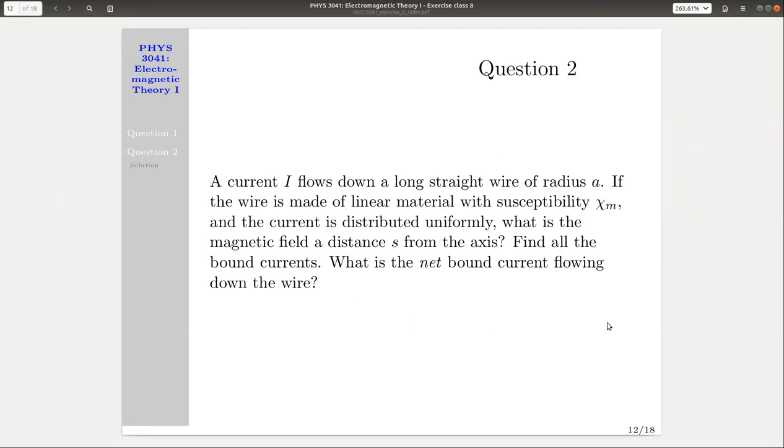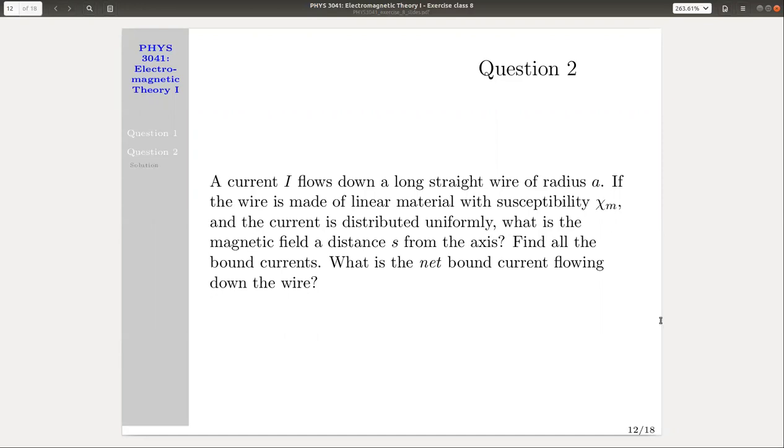And then this is question 2. The system here will look quite familiar to you. If you can still remember how to solve the magnetic field of an infinitely long, or maybe just a long straight wire, then here is a very similar system, except that now we also consider the material property of this wire.